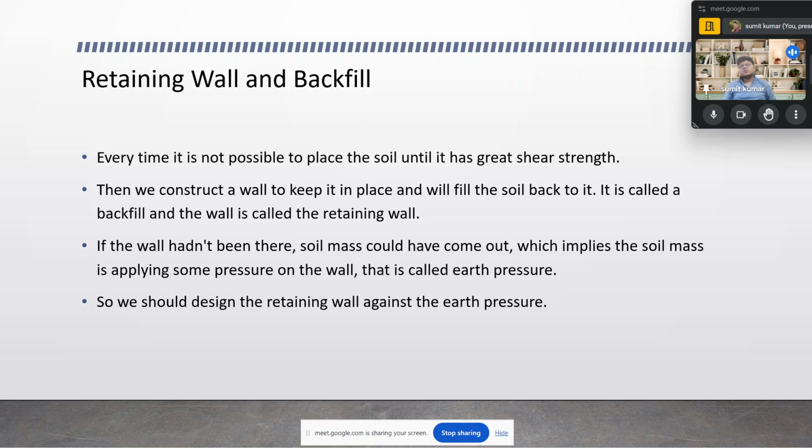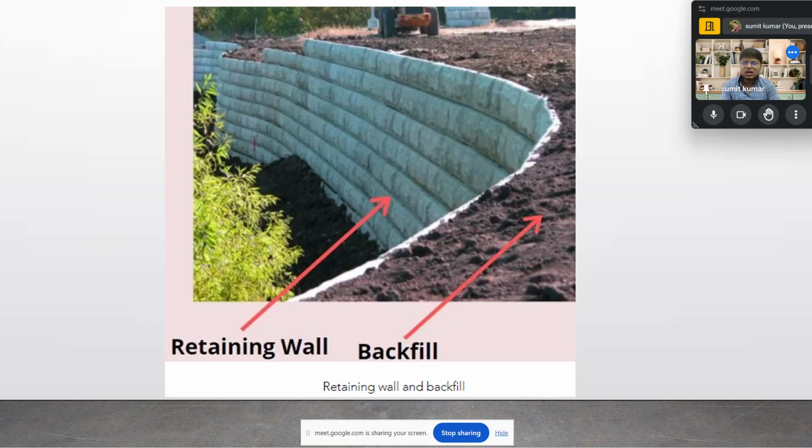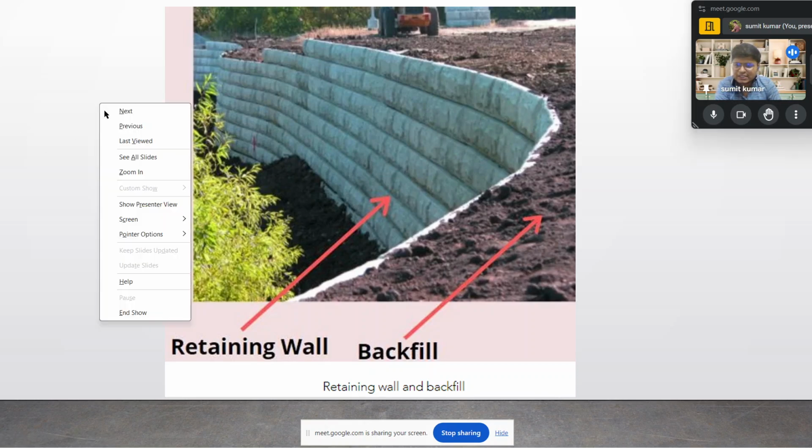Now, if the wall hadn't been there, the soil mass could have come out, which implies that the soil mass is applying some pressure on the wall. That is called the earth pressure. So we should design the retaining wall against the earth pressure. Right, that is it. Now, see the condition over here. Over here, you can see that a wall is constructed. The wall has been shown. Okay, I will use the pen to explain it more clearly.